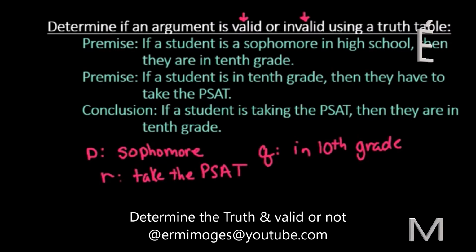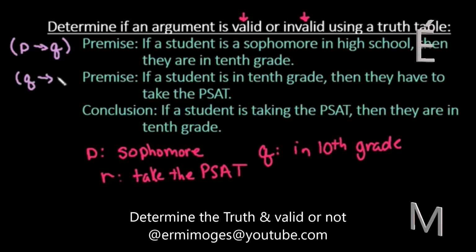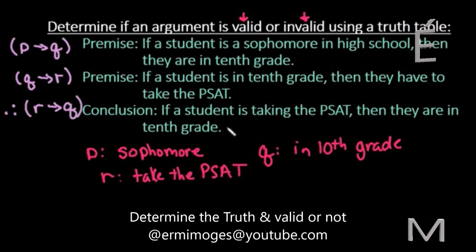Okay, so we're going to go through and write each of these statements in symbolic form. So our first premise is if a student is a sophomore, so if P, then they are in 10th grade, so then Q. So that's our first statement. Our second statement is if a student is in 10th grade, so that's if Q, then they take the PSAT, which is R. And our conclusion, we use these three little dots to represent therefore. Our last statement is if a student is taking the PSAT, which is R, then they are in 10th grade, which is Q. So you want to keep track of all of your statements that you are given.